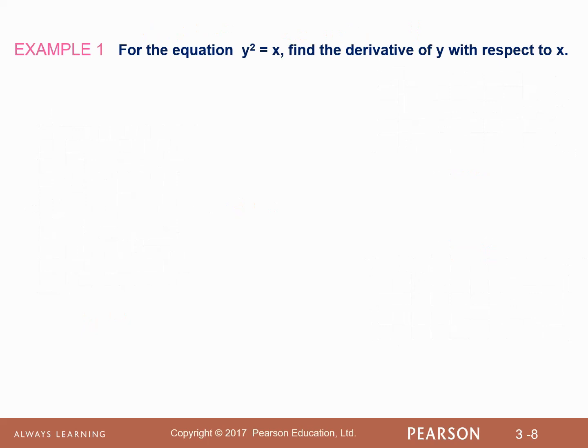For the equation y squared equal to x, find the derivative of y with respect to x. We want to find the derivative of y with respect to x. You understand what that means, right? Okay, so let's go ahead and try to find the derivative. So we have y squared. We've never had a y squared before, right? When we've been doing derivatives, we've been looking for just y, right?